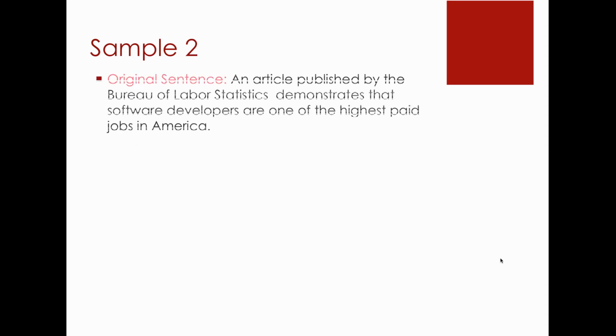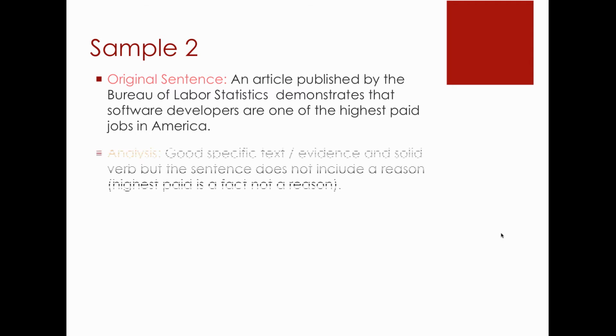Let's look at another sentence. This one has a really nice startup in terms of a piece of specific evidence. It has an active verb, but it's the second part of the sentence, the reason or the skill, that is really unclear. This sentence in its current form basically states a fact. Software developers are one of the highest paid jobs in America.